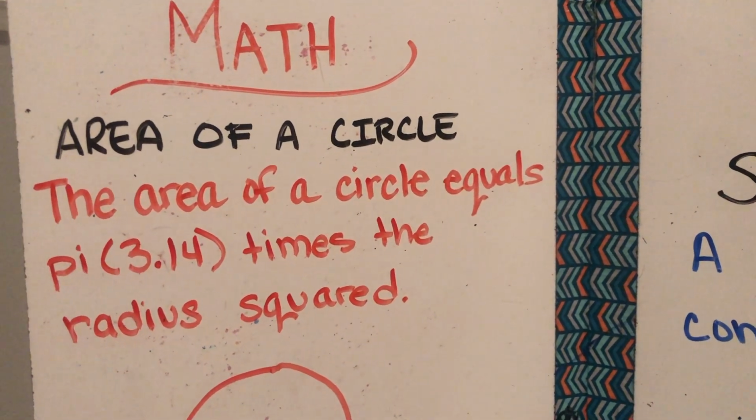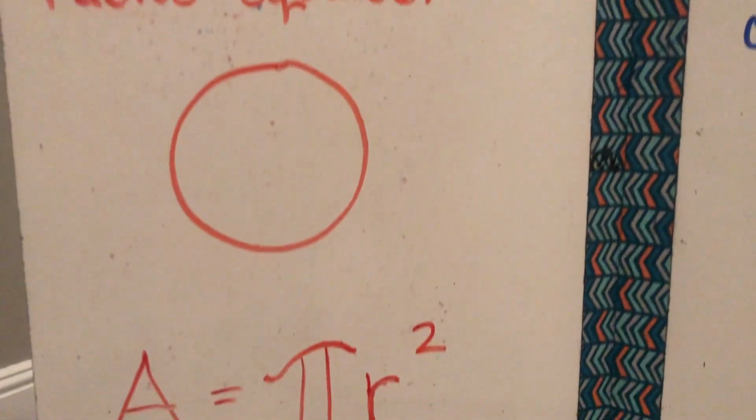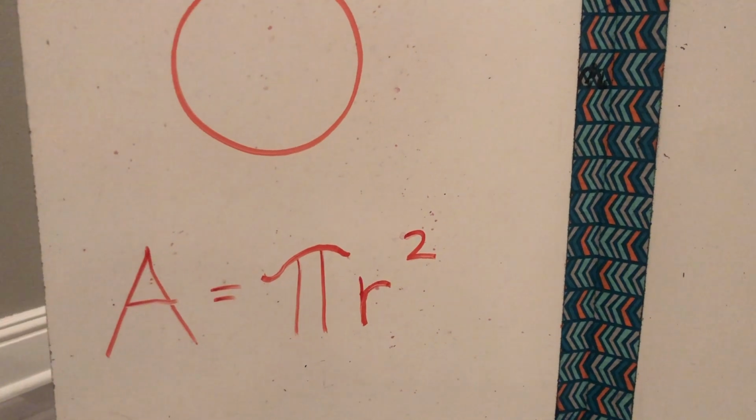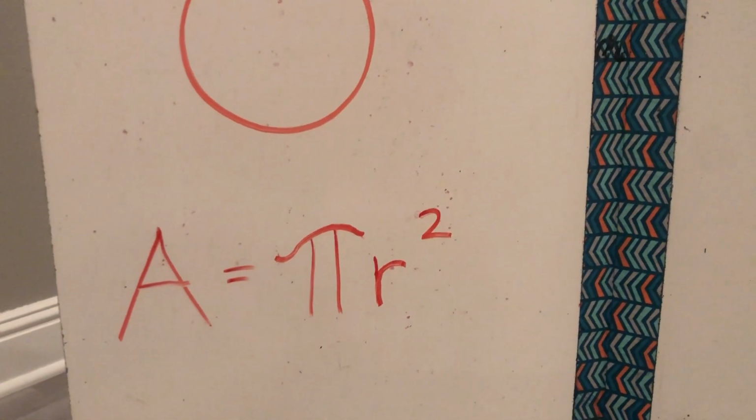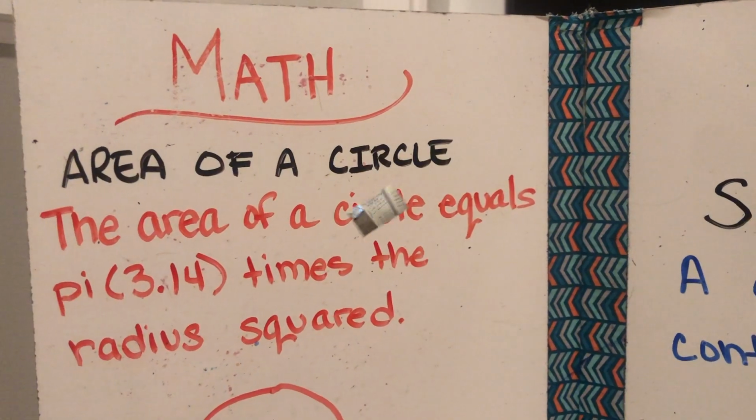The area of a circle equals pi 3.14 times the radius squared.